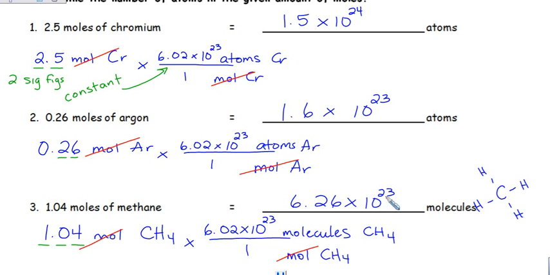6.02 times 10 to the 23rd particles. Notice on all of these, we didn't do anything different when they changed the identity of the particle. Chromium, argon, methane. It was the exact same proportion every time. The identity of the particle was irrelevant. I didn't even need to write the formula of methane, because we're comparing amounts of particles per mole. 1 mole of anything has 6.02 times 10 to the 23rd particles.